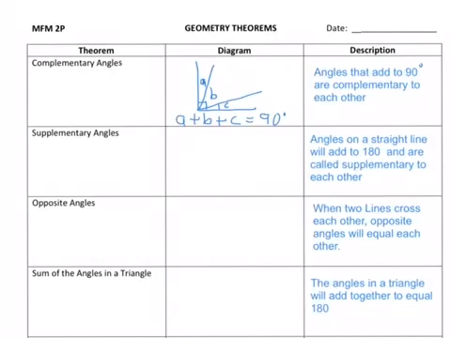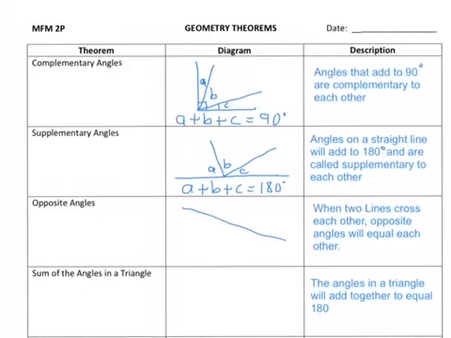Supplementary, on the other hand, again, if I had a ruler, I would use a ruler. Well, I have a ruler, I just can't use it on the iPad. If we have a straight line, and then we break that straight line into various parts, those individual pieces, A, B, and C, are called supplementary angles, and they are going to add together to be 180 degrees. So we can make a little equation out of here. A plus B plus C equals 180 degrees. So if I knew A and B, I would be able to solve for C.